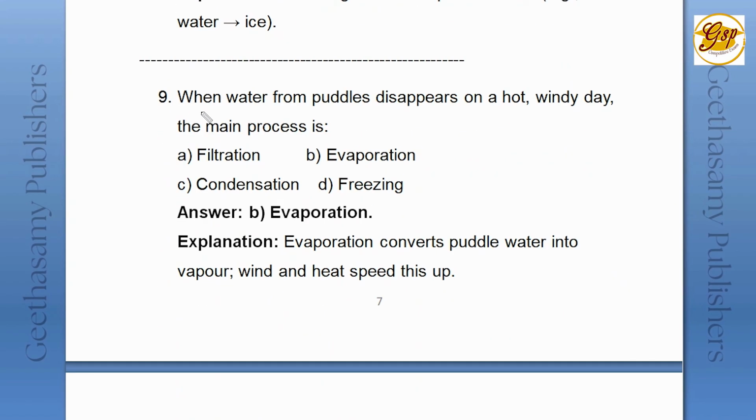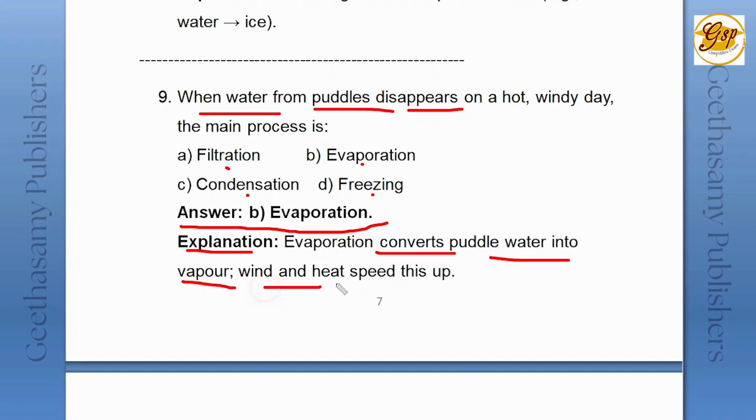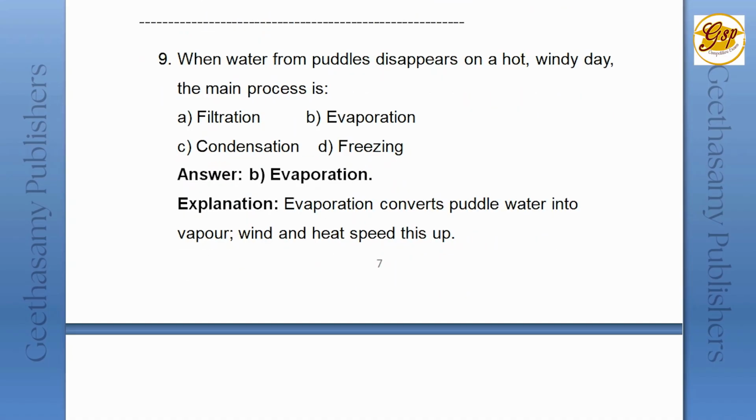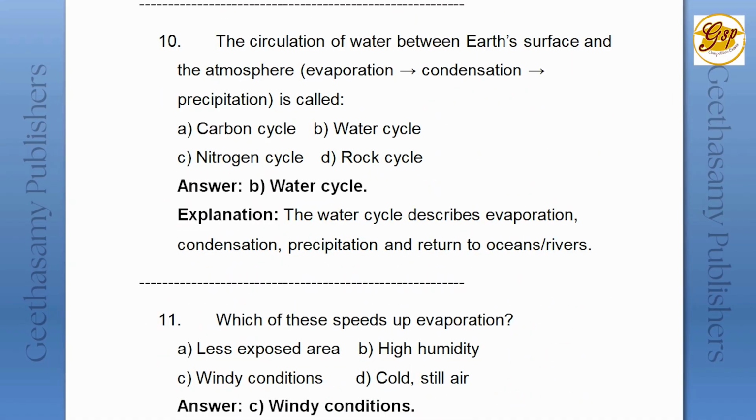Ninth question. When water from puddles disappears on a hot and windy day, the main process is filtration, evaporation, condensation, or freezing. The correct answer is evaporation. So evaporation converts puddle water into vapor, and wind and heat speed up the process. Right?